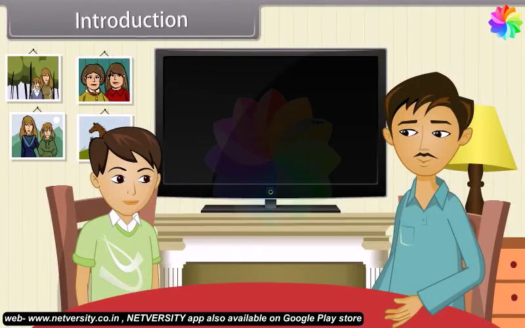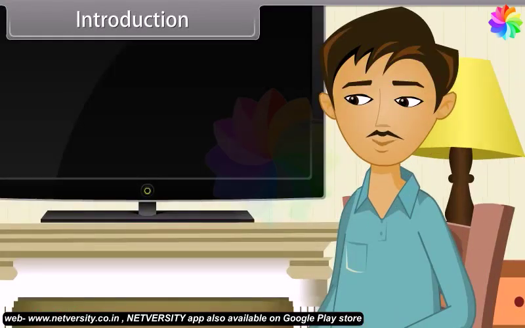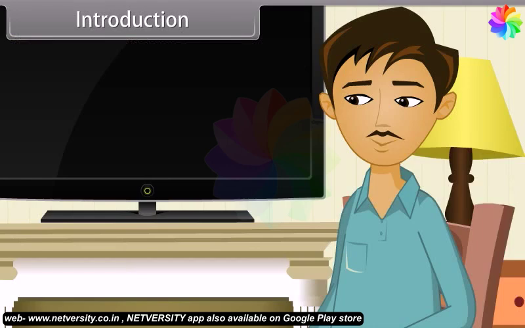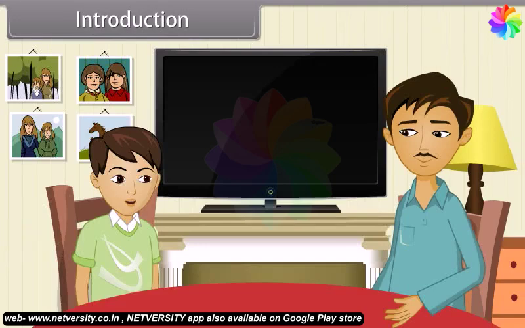So son, today is the match of India versus Australia. Yeah, we will enjoy the match. What do you think, who will win the match? India, that's obvious. How can you be so sure? Do you already know? No, my son, I'm not sure, but I can find the probability of who will win the match. What is probability? In this lesson, you will learn how to find the probability of various events.